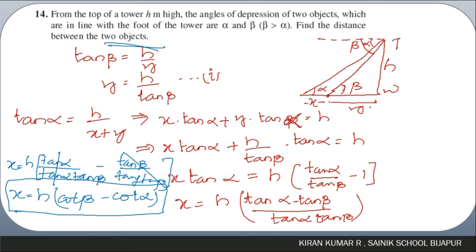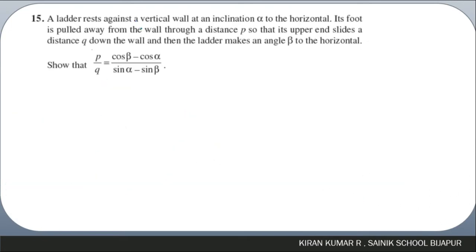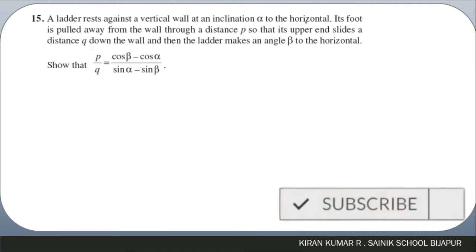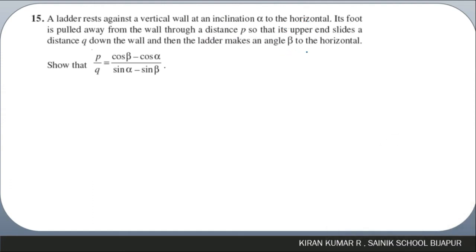Next question. Question 15. A ladder rests against a vertical wall at an angle of inclination alpha to the horizontal. Its foot is pulled away from the wall through a distance p so that the upper end slides a distance q downwards on the wall. Then the ladder makes an angle beta to the horizontal. We need to show that p by q equal to cos beta minus cos alpha divided by sin alpha minus sin beta.